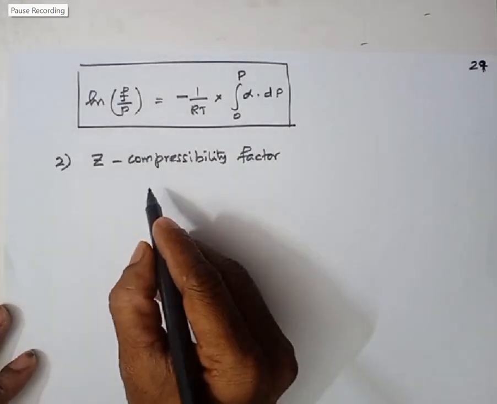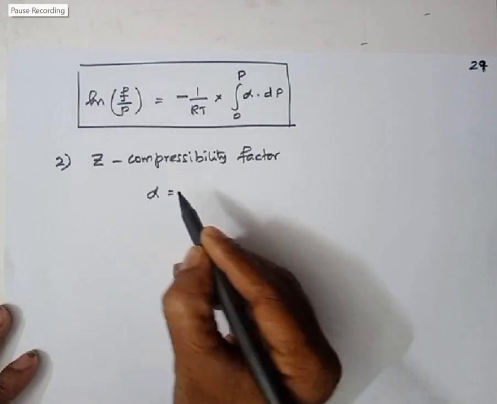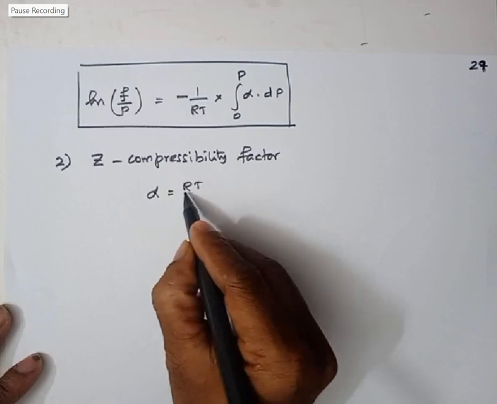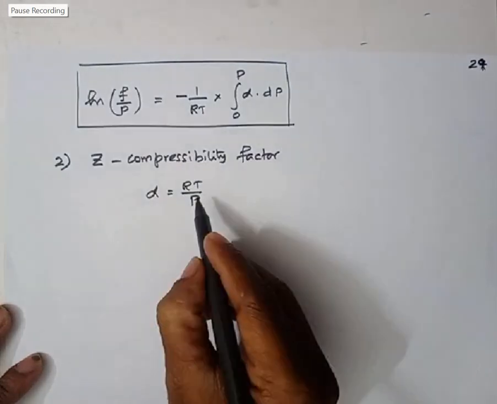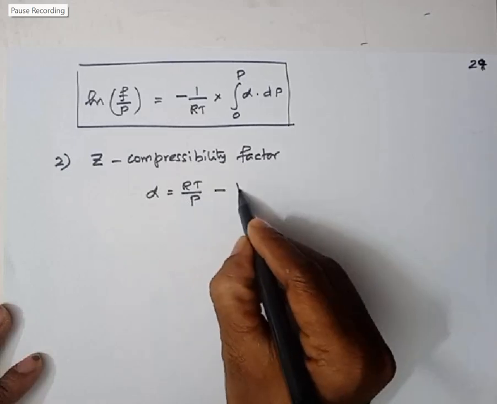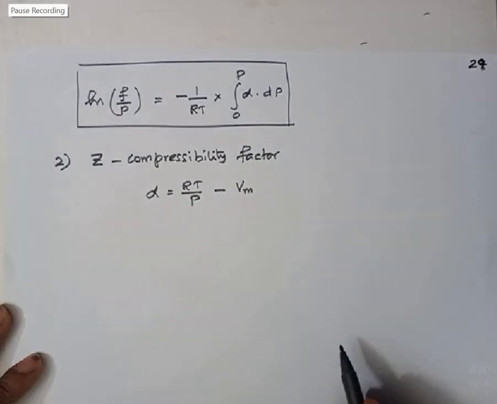Okay, see, we know very well alpha is equal to, yesterday we discussed this, RT by P. This is the molar volume for ideal gas minus molar volume of the real gas. Okay, we know this equation.